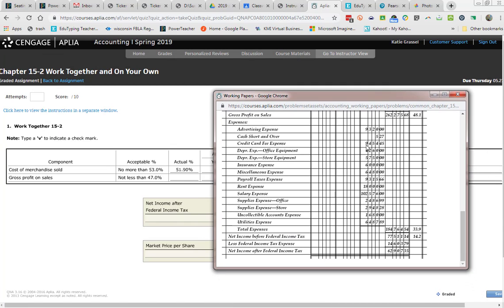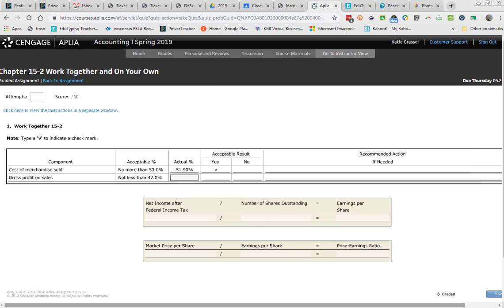Yep, gross profit on sales, 48.1. So I have to put that here. It says not less than. Is it less than 47? Yeah, it's greater than. So it's acceptable? Yes, so we're good to go. Both of these numbers are okay, so I don't need to put everything over here to take an action.